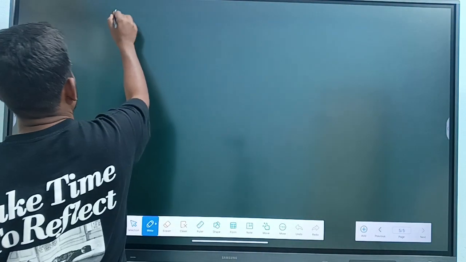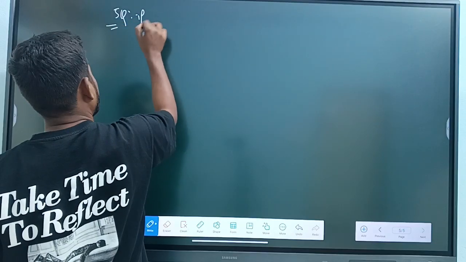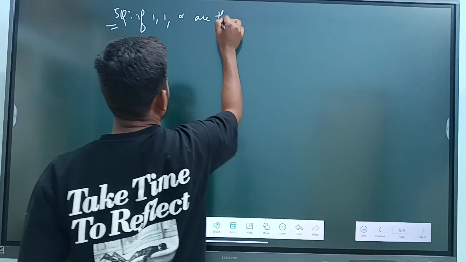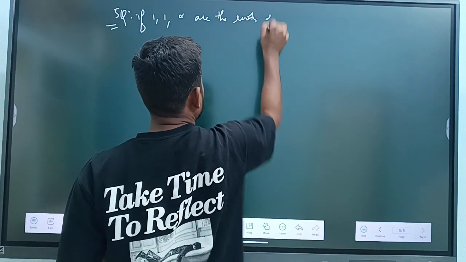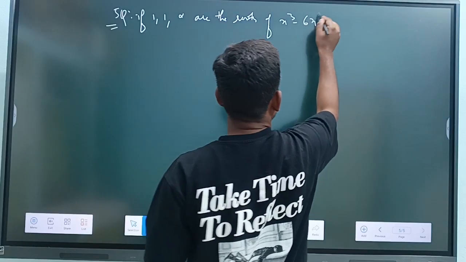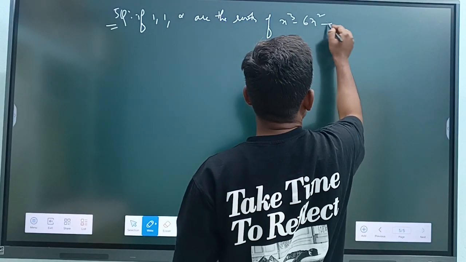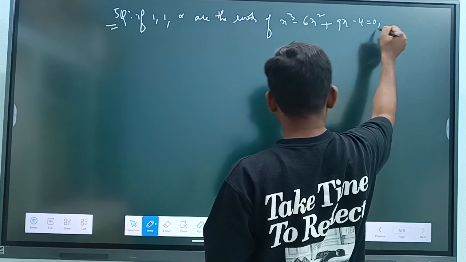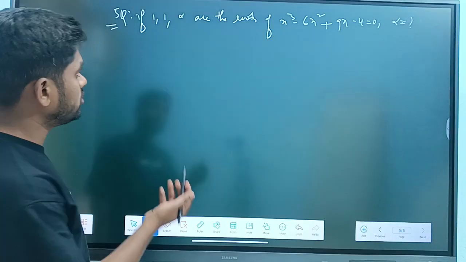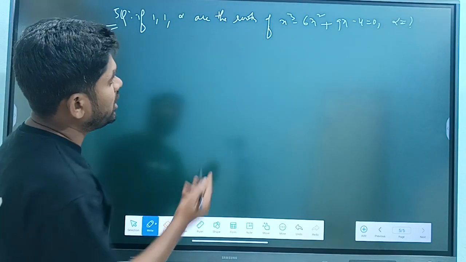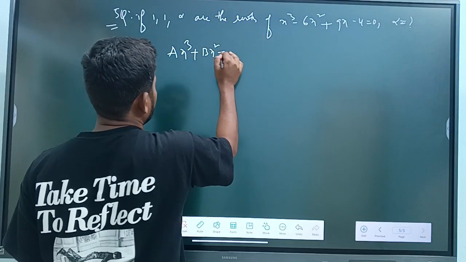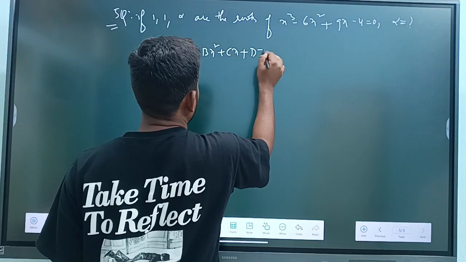Next fifth question. Fifth question ఏమి ఇచ్చింది చూడండి. If 1, alpha are the roots of x cube minus 6x square plus 9x minus 4 equal to 0, then alpha equal to what? That is the question. Now it is a cubic polynomial, so sum of the roots, product of the roots ఉంటాయి, అవి గుర్తుపెట్టుకుంటే సరిపోతుంది. If ax cube plus bx square plus cx plus d equal to 0.